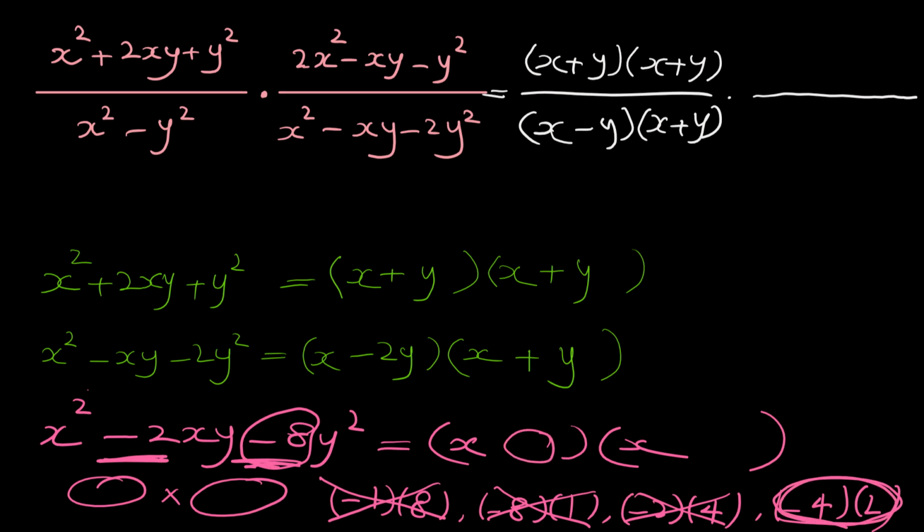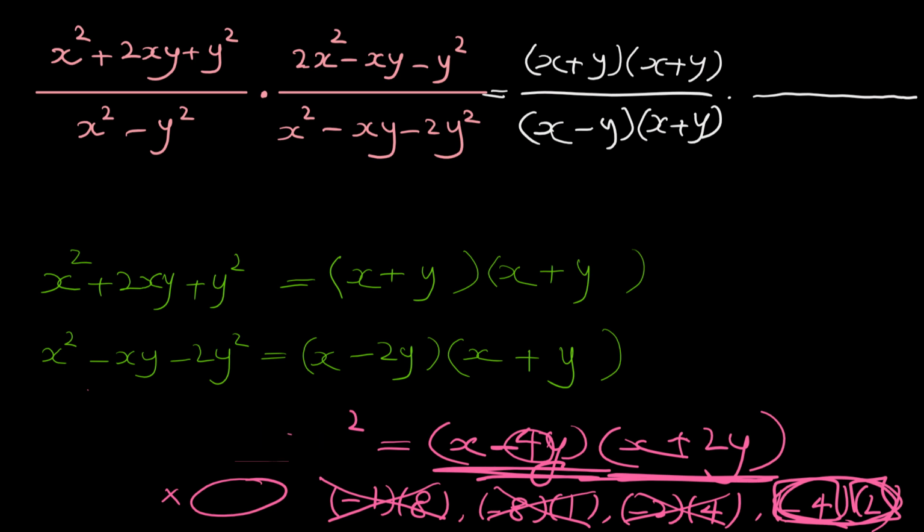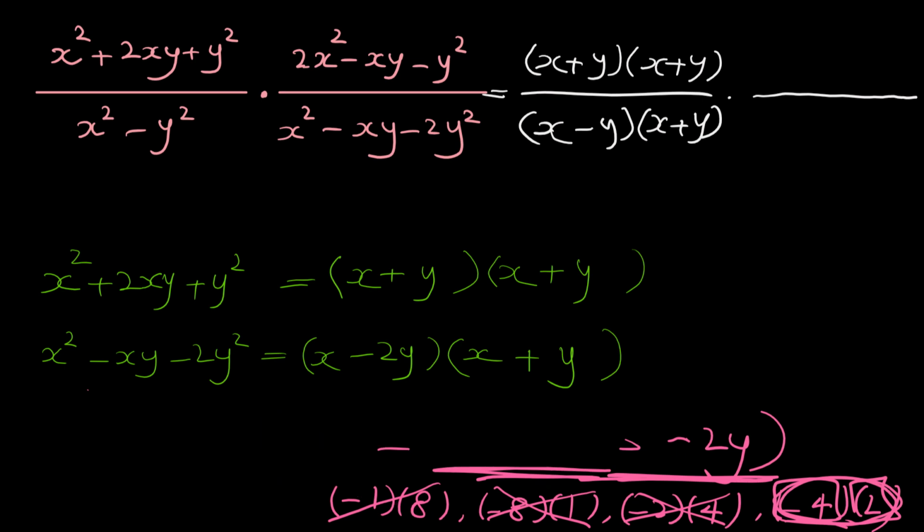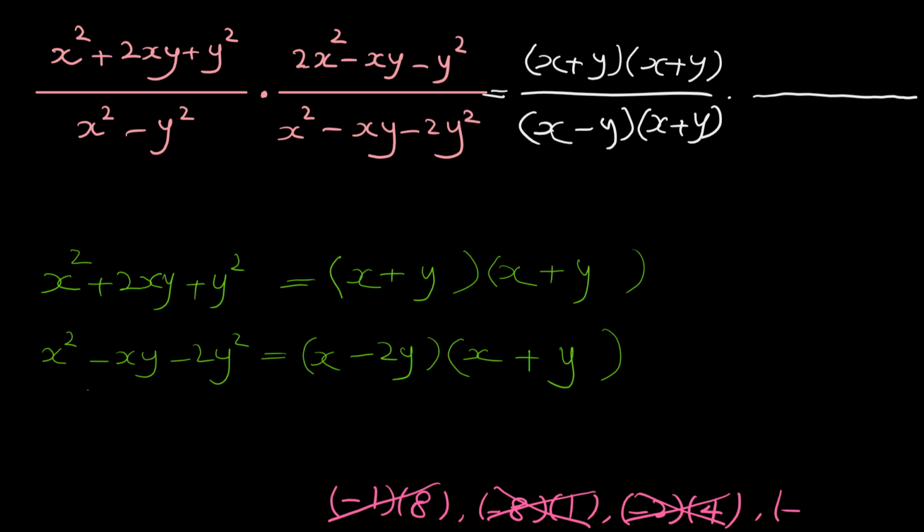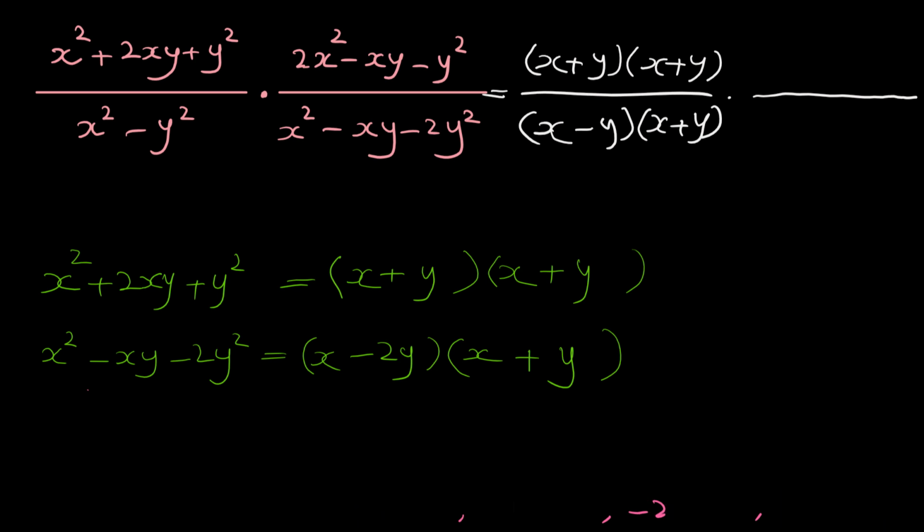So what do we have to write here? Negative 4y and the other one plus 2y. This is the factored form: x minus 4y times x plus 2y, because we got negative 4 and 2. So as you can see, when we have an extra variable y, the technique for factoring is the same. But the difference is that you have to add y to the second terms. So the factored form finally for the denominator is x minus 2y times x plus y.